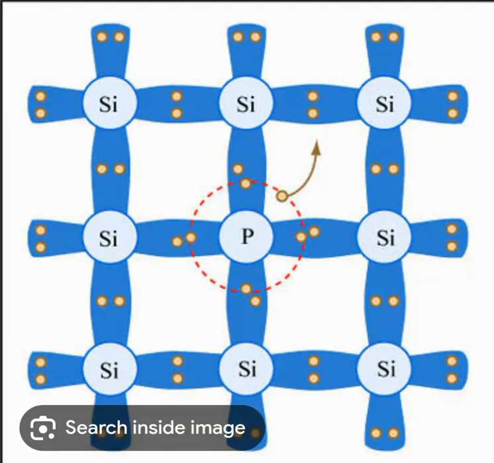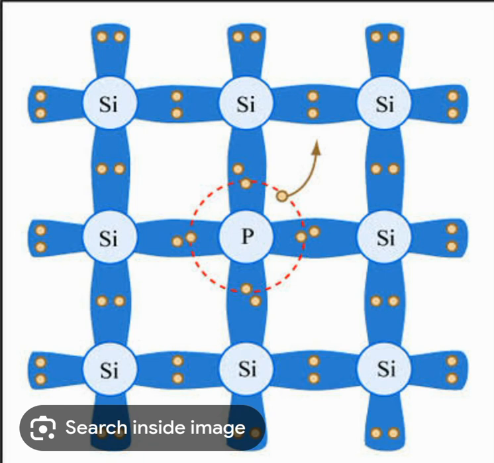This is an example of a doped semiconductor. We call it a doped semiconductor because by adding some impurity to a pure form of a semiconductor, which is silicon, we can enhance or increase its conductivity.